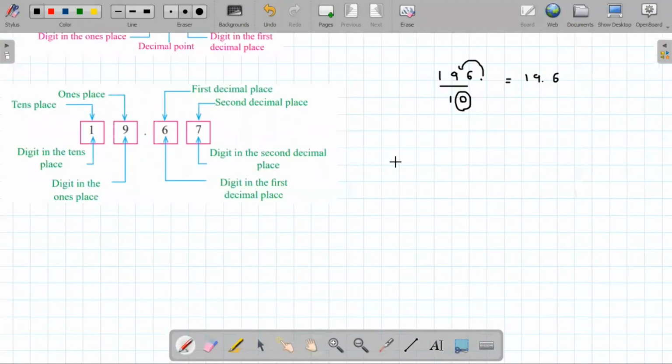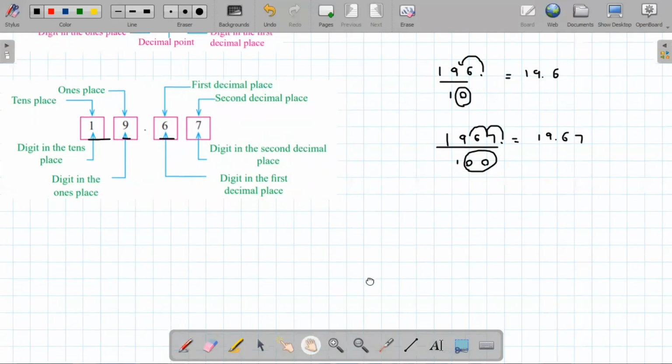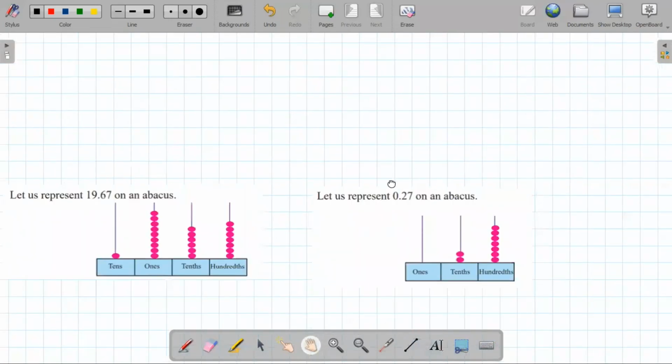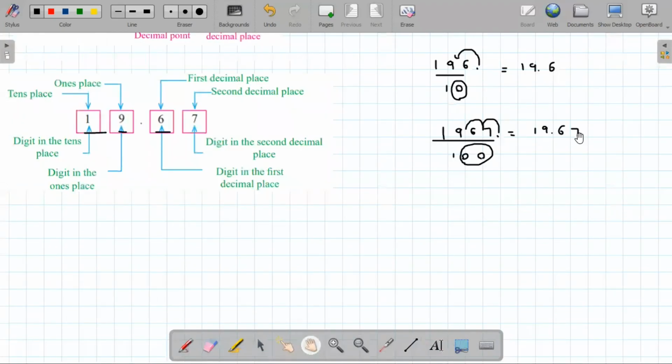So if I take 1967, in this one I only consider these three numbers, right? So here, if I divide it by 100, then I will take this last number also. Then what will happen? You can see that if I divide it by 100, the decimal point will move 2 units to the left hand side, right? So then 19.67.